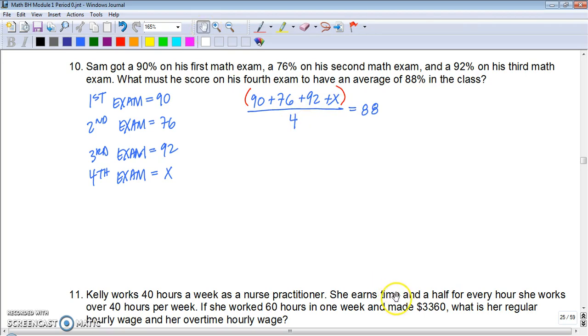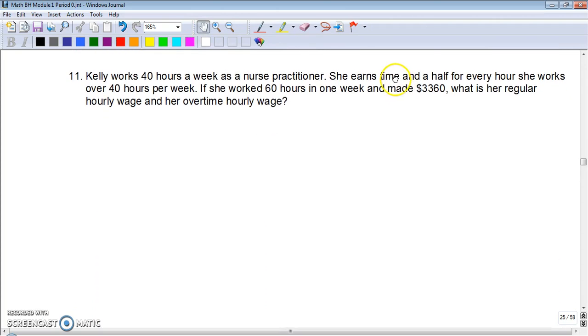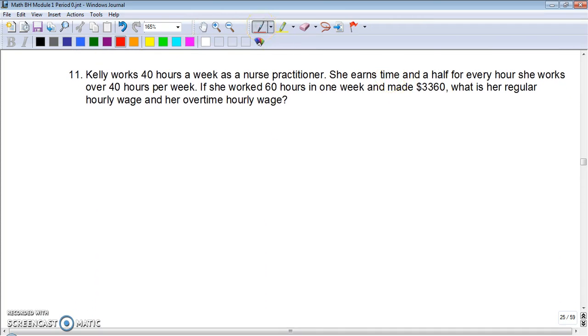Last one, let's talk about the setup on 11. Kelly works 40 hours a week as a nurse practitioner. She earns time and a half for every hour she works over 40. If she worked 60 hours in 1 week and made $3,360, what is her regular hourly wage and her overtime wage? So her regular pay is X, and her overtime pay is time and a half.